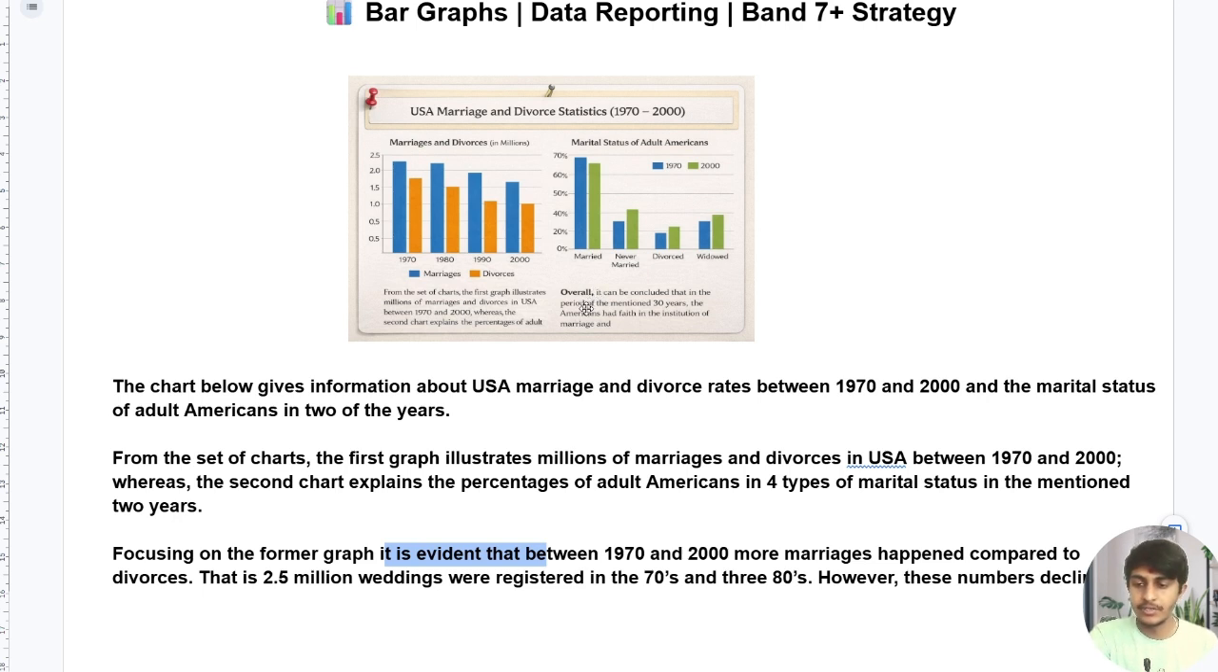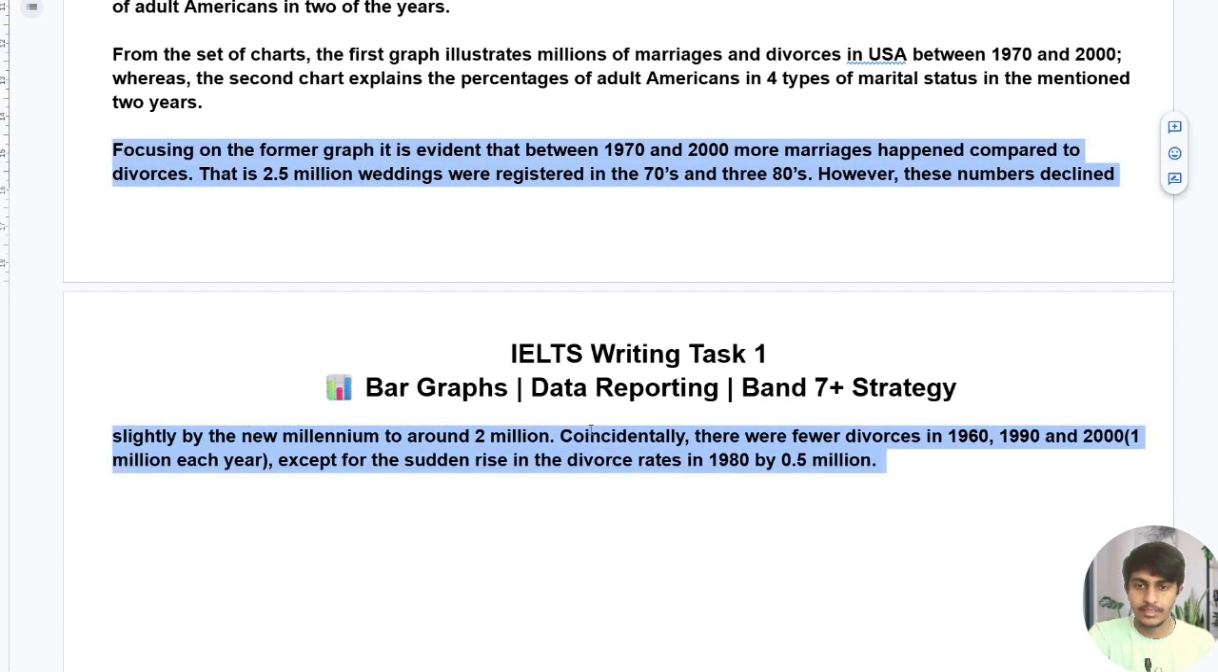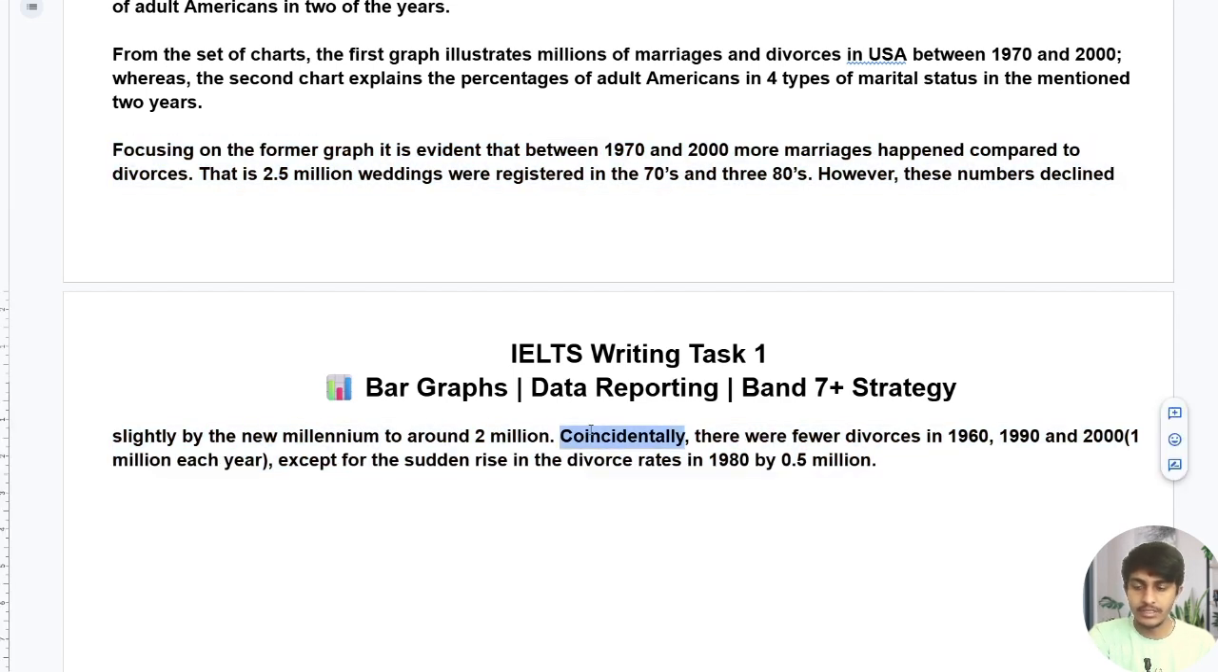Now for divorces, mostly stable at 1 million, except 1980 with plus 0.5 million, and the word except is powerful. It shows awareness of exceptional trends. The word coincidentally links both patterns logically. So never write numbers without meaning, and always explain what the numbers show.